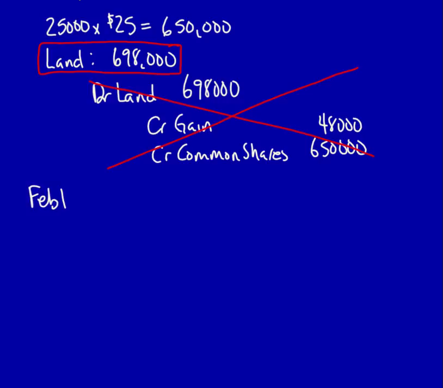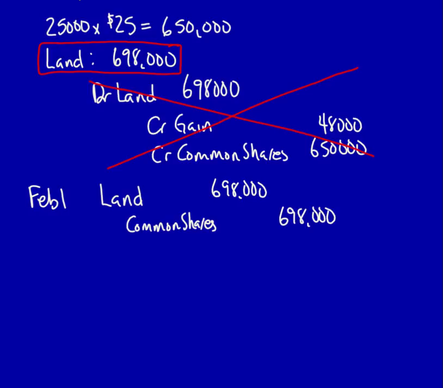February 1st, what did we receive? We received land. We know the fair value of the asset received, and therefore we must use it. What did we give up? We gave up common shares. The value of the common shares is equal to the value of the land. Keep in mind that we use the value of the land because the value of the land was determinable. If the value of the land had not been determinable, we would have used the $650,000. Let's move on to the next entry.